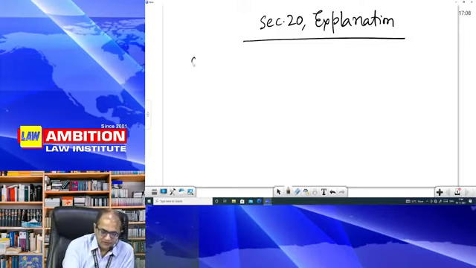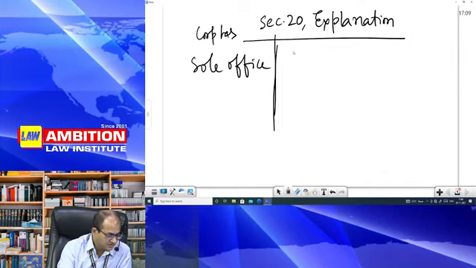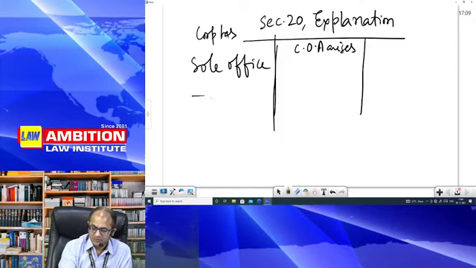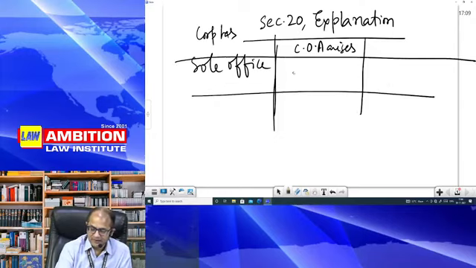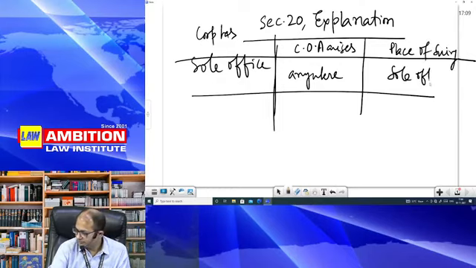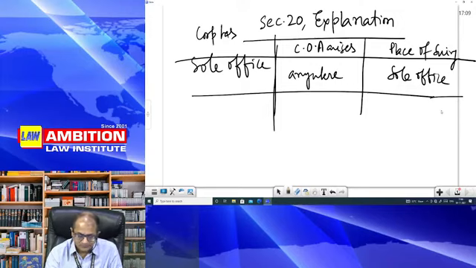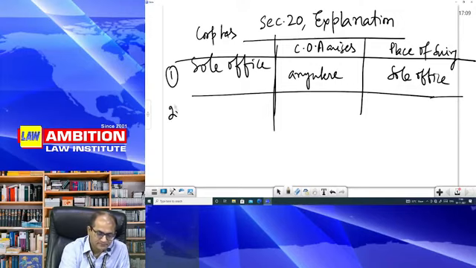Now sole office means single office. The corporation has a sole office. Then I said cause of action arises, where? This is the first possibility, anywhere. Place of suing: the sole office. This is the first possibility.